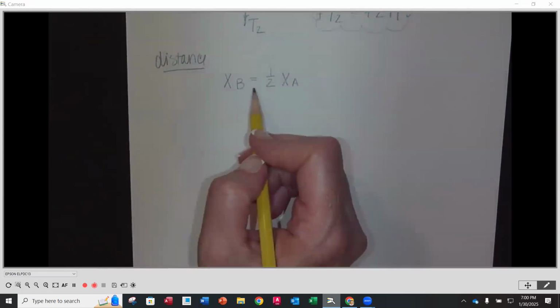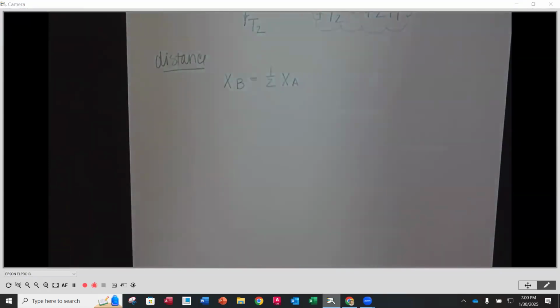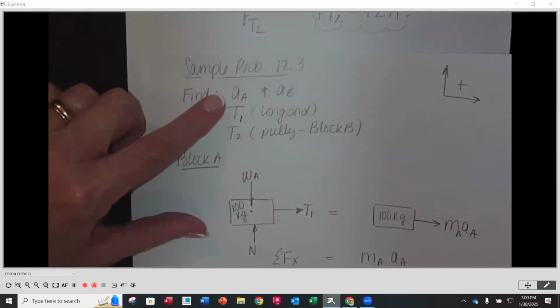So it's truly how far is B moving? B is moving in a Y direction, in relationship to how far A is moving. A is in an X direction, but they just kept it consistent. Now, this doesn't really help us, because remember, we're trying to find accelerations, right?